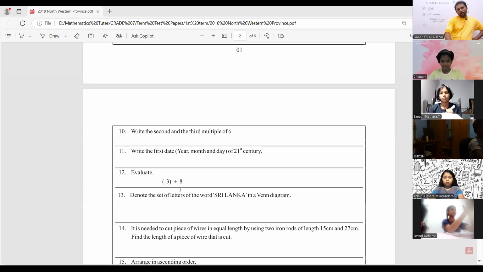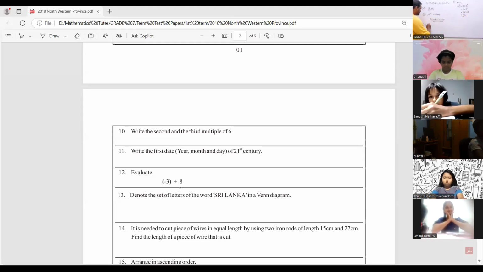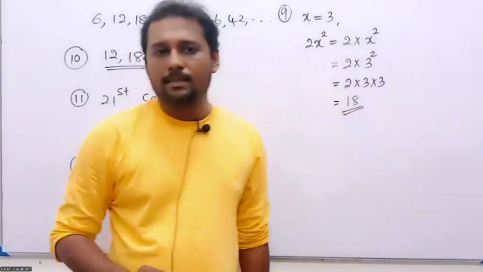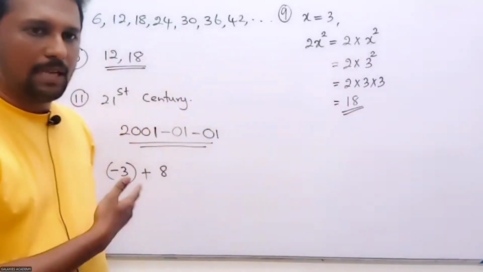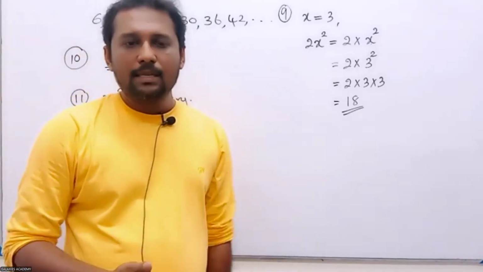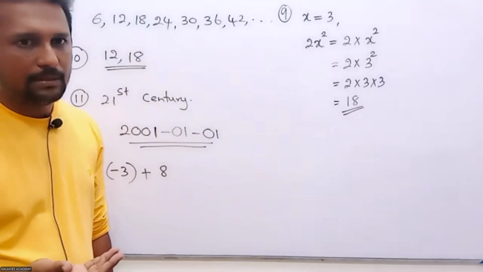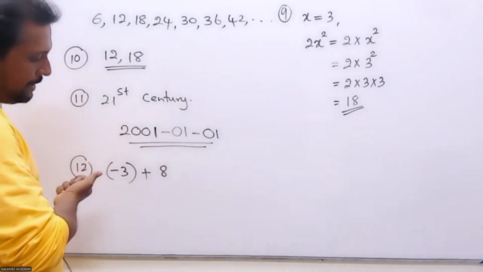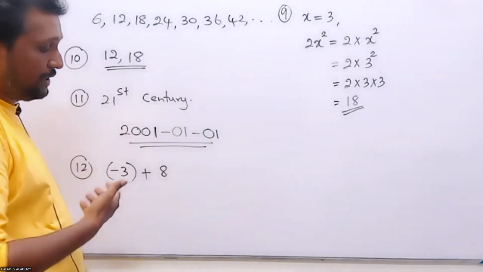12th question given from the lesson directed numbers. Evaluate -3 add 8. There are two methods we discuss to find the answers of the addition of directed numbers. The one method using a number line, another method without using a number line, right? I will do this question without using the number line.